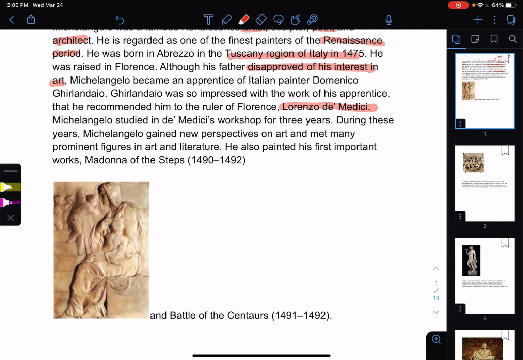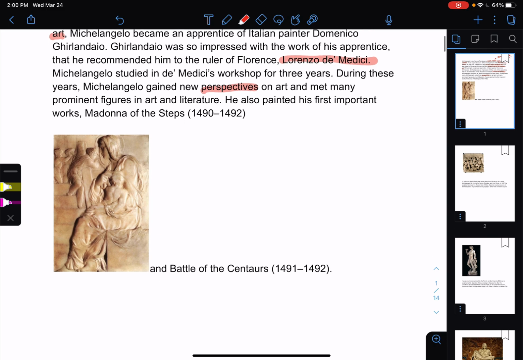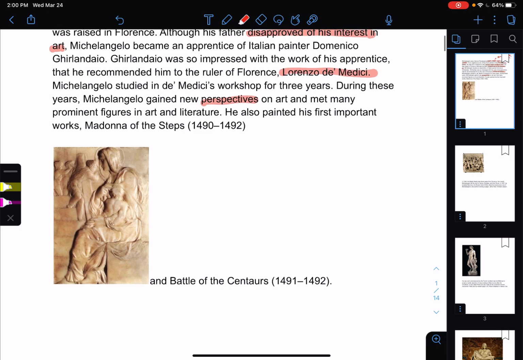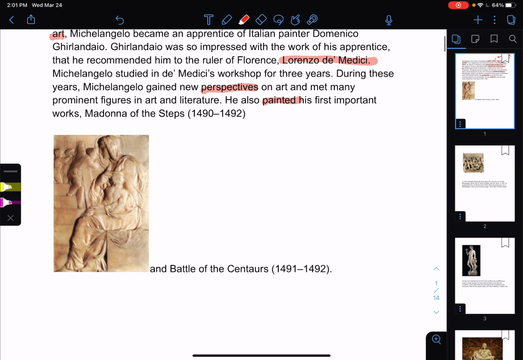During these years, Michelangelo gained a new perspective or a new insight. So perspective means idea or insight on arts, and he met many prominent figures in arts and literature. He also painted his first important work. He didn't paint, he sculpted. Madonna of the Steps. So this is one of his first works, right?